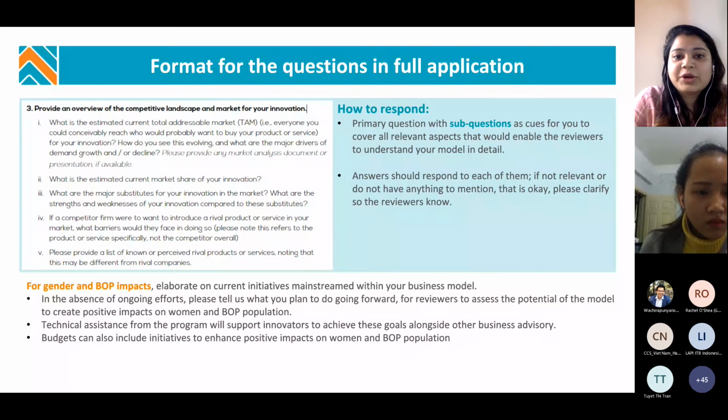And when you put down your budgets in the template, components of your budget could also include funding for initiatives that are going towards enhancing this impact on gender and BOP populations.